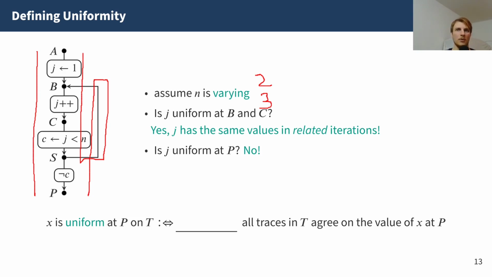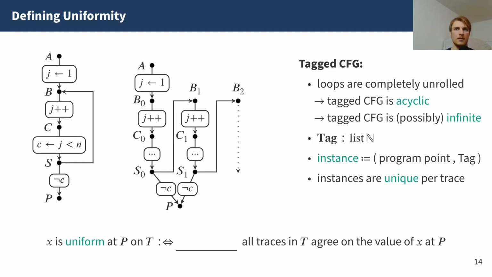So now, how would we capture this intuition into a definition? We have to somehow distinguish the program points with respect to their loop iteration. The trick to do this is to virtually unroll the loops. For the definition of uniformity, we use a modified CFG where all loops are unrolled.